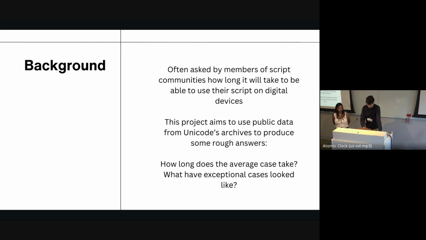However, this project was born out of the question of how long it takes to get these scripts encoded into Unicode. We decided to pull together a plethora of publicly available information that Unicode publishes to double check the rough answers of how long it takes to get scripts encoded. We began this project just a few months ago, so these are just some first passes on what we found so far. Please take it with a grain of salt, and please give us any suggestions you have for improving it later.